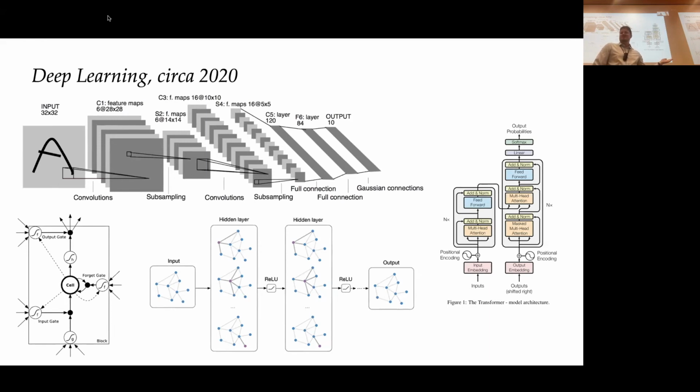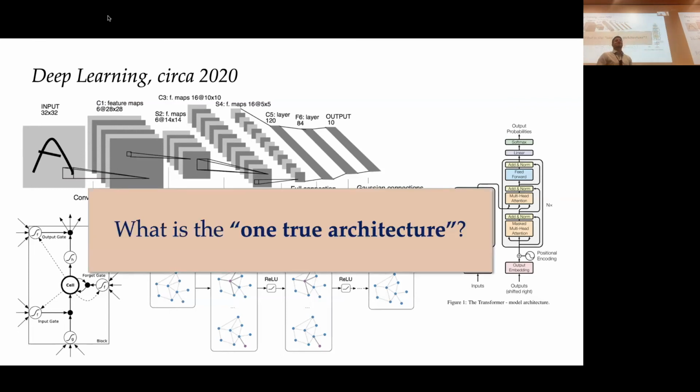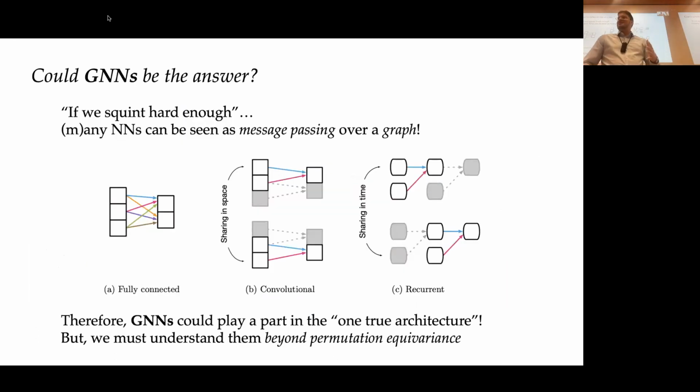So to me, the field of deep learning around the year 2020 feels a lot like geometry in the 1800s. To a newcomer, there are a lot of these different cool models with different bombastic statements, and everybody's wondering, what is this one true architecture that I should be using, right? And you might believe that graph neural networks could be some answer to this question, because if you really squint hard enough, most of these special case models can also be seen as message passing over some kind of graph structure. So there is a case in which GNNs could be a good template for defining this one true architecture. But to truly understand them, you need to go beyond the realm of just permutation equivariance and go to different kinds of geometric objects.